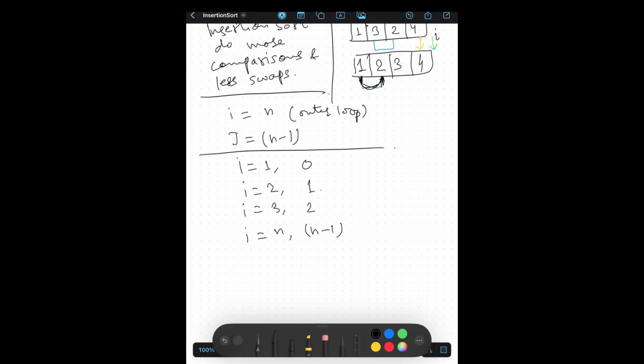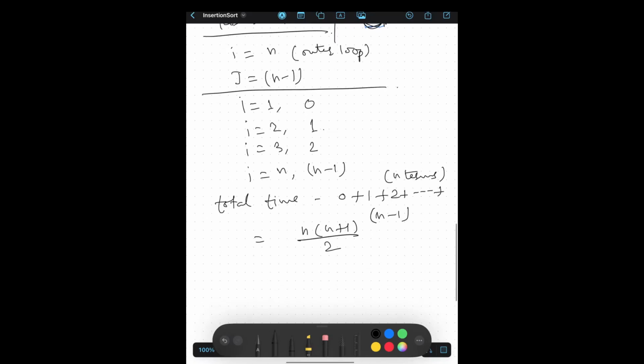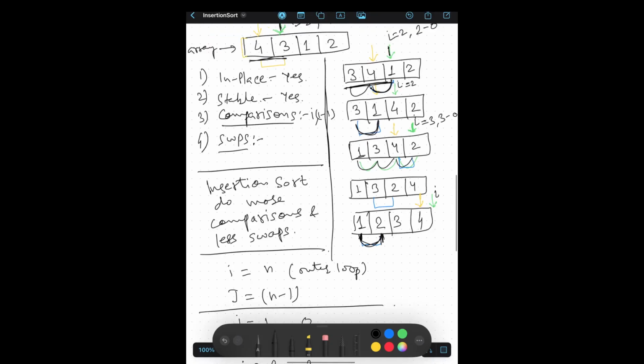So the total time is 0 plus 1 plus 2 plus, right, and these are n terms, which turns out to be n square roughly, right?